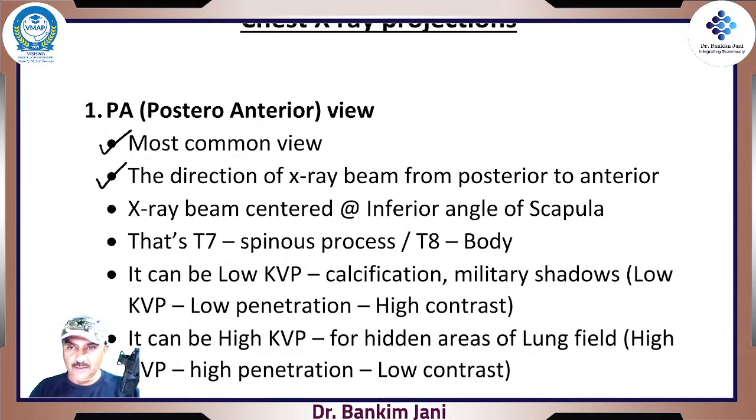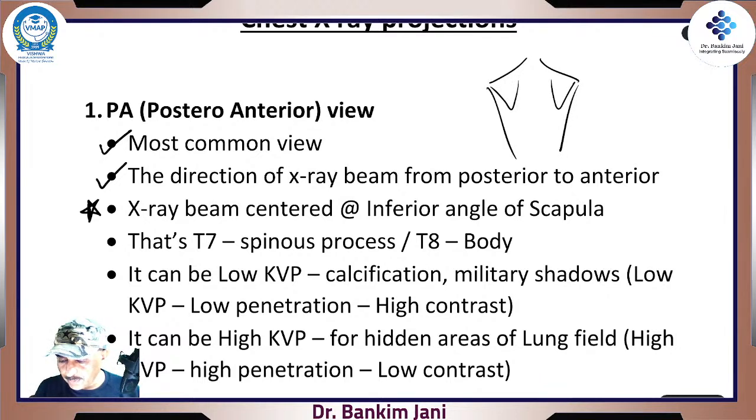The reason is that we want to see those objects which are in front in sharp contrast. We want to see them sharply. Remember where the X-ray beam is centered. See the patient. You are watching the back of the patient. Here is the patient, and these will be the scapula. So the inferior angle of scapula, this line, will be the point where you really want to center the beam. That is the level where you will focus. This is the T7 spinous process or T8 body, just to know. This is T7, T8.